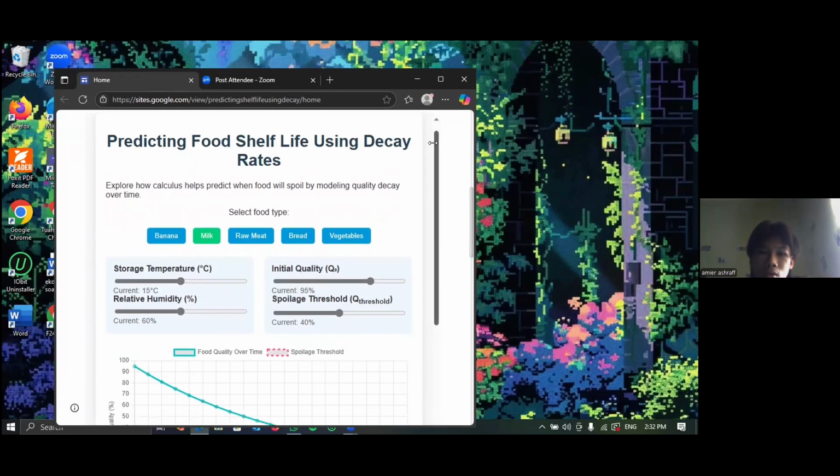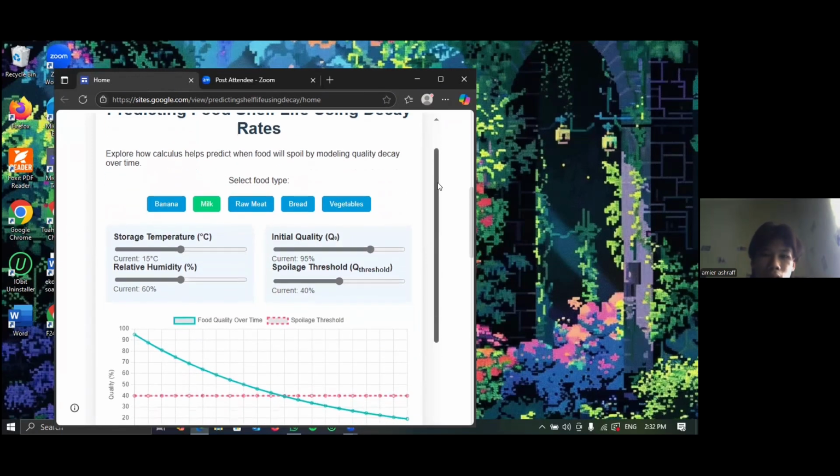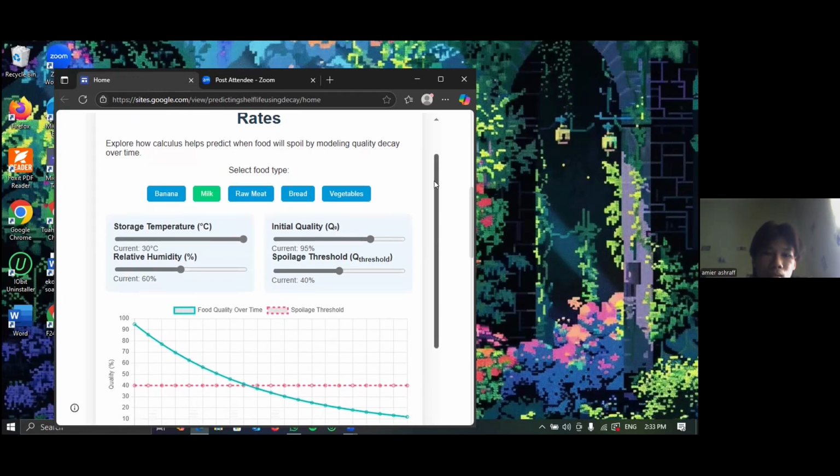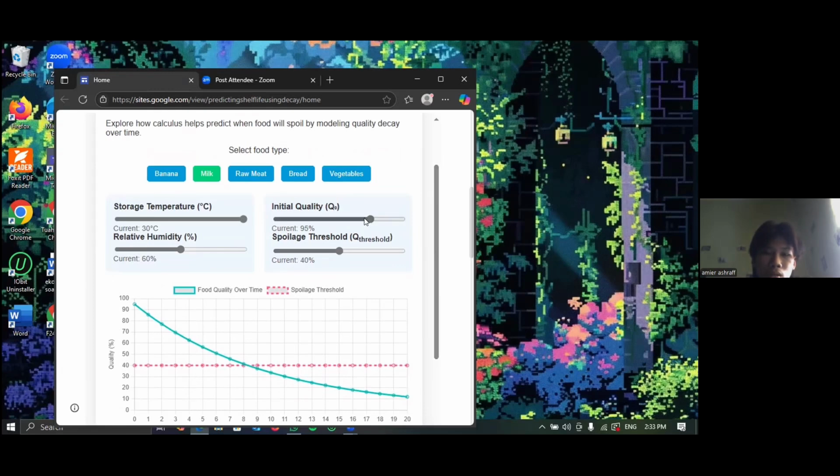there are four types of learning inputs: storage temperature, relative humidity, initial quality, and spoilage threshold. As you can see, these can be moved from 0 to 30. So if you move these, it will change the graph above.